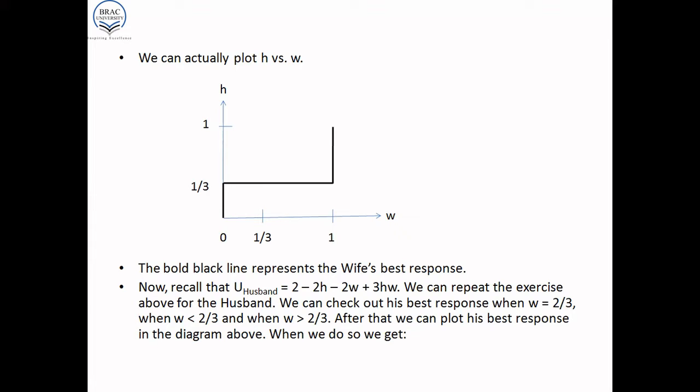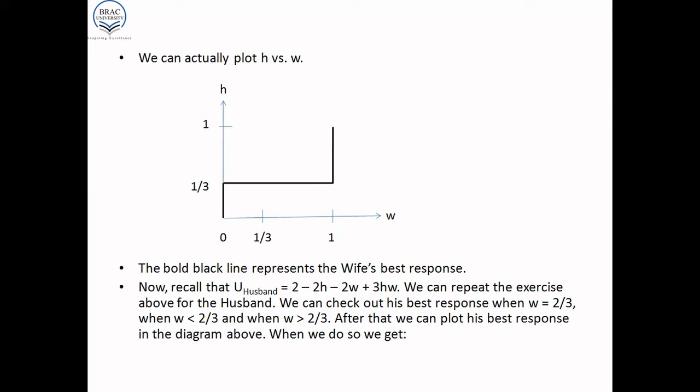Now, recall that the expected payoff of the husband is equal to 2 minus 2H minus 2W plus 3HW. We can repeat the exercise that we just did for the husband. We can check out his best response when W is equal to 2/3, when W is less than 2/3, and when W is greater than 2/3. And after that, we can plot his best response function on the diagram above.